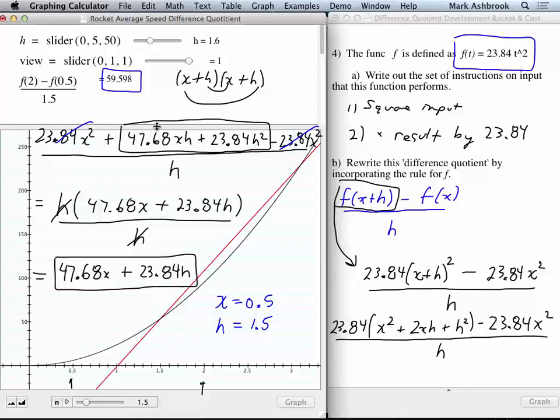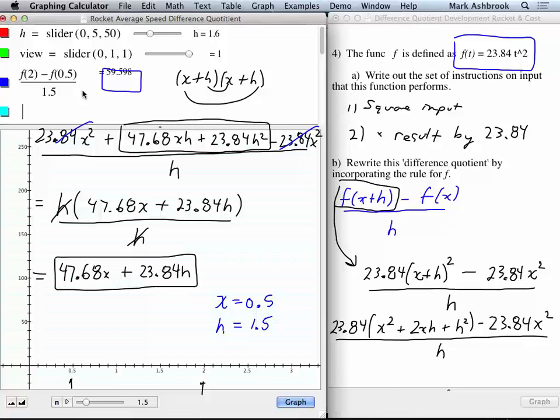Did it work? 47.68 times 0.5 plus 23.84 times 1.5. There it is. So it's still average speed, just in a different form without the quotient anymore.